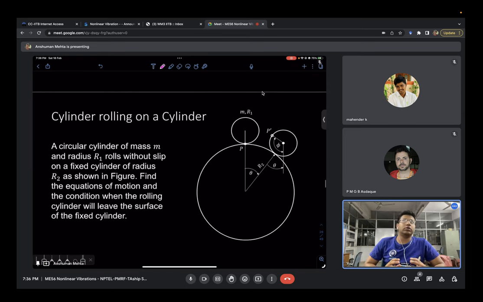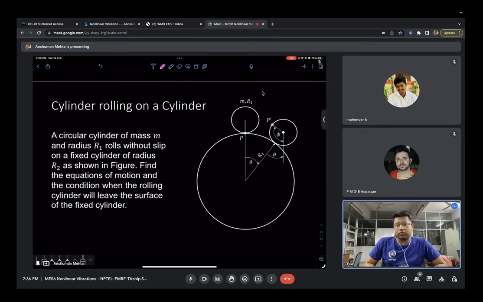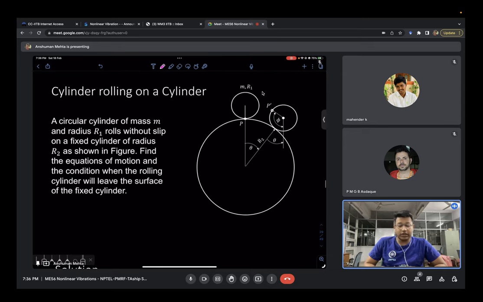Now instead of rings, the villain has started summoning cylinders, a lot of cylinders. So, a cylinder rolling on a cylinder: a circular cylinder of mass m and radius r1 rolls without slip on a fixed cylinder. So this is the fixed, bigger cylinder. Find the equation of motion and the condition when the rolling cylinder will leave the surface of the fixed cylinder.